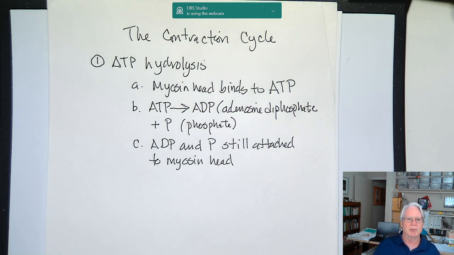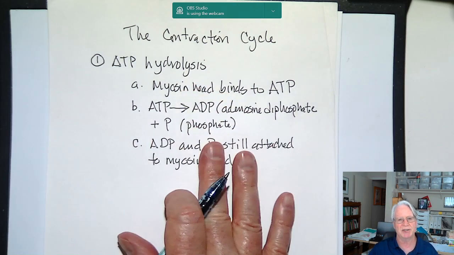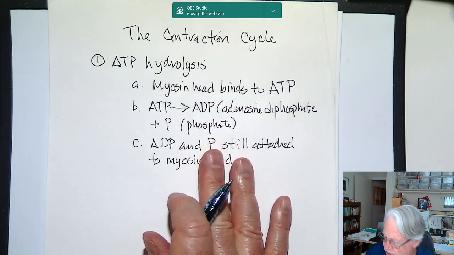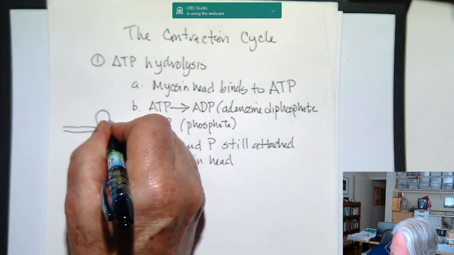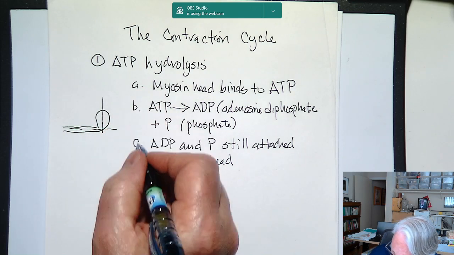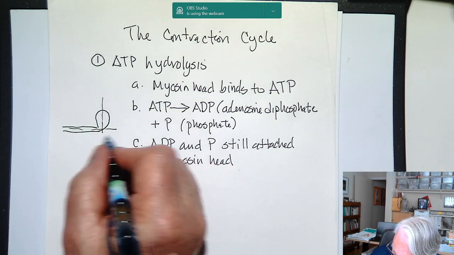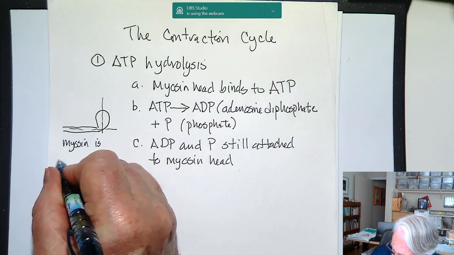What is this step all about? This step is transferring energy from ATP into the myosin head. And the myosin head now will become energized. So basically it takes on a 90-degree orientation. So the myosin head is energized.